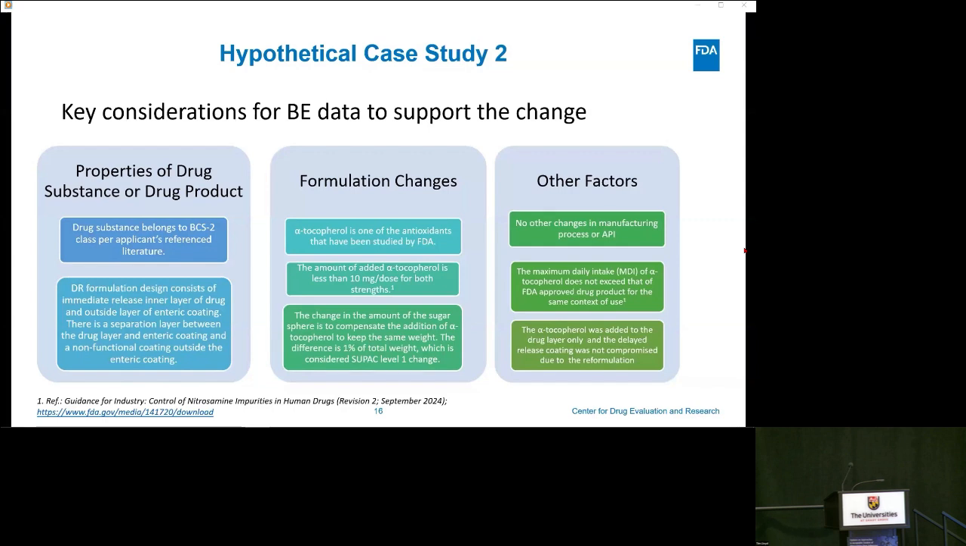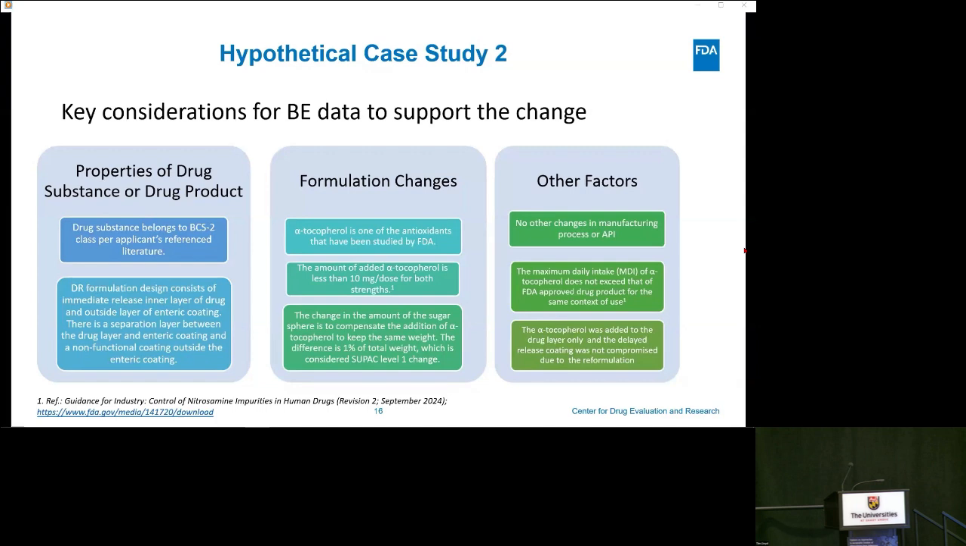In terms of reformulation, the applicant has proposed adding alpha-tocopherol, an antioxidant studied by the FDA. The amount used is less than 10 mg per dose for both strengths. To maintain the capsule weight, the applicant is also reducing the sugar spheres by only 1% of the total weight. This change is considered a SUPAC level 1 change.